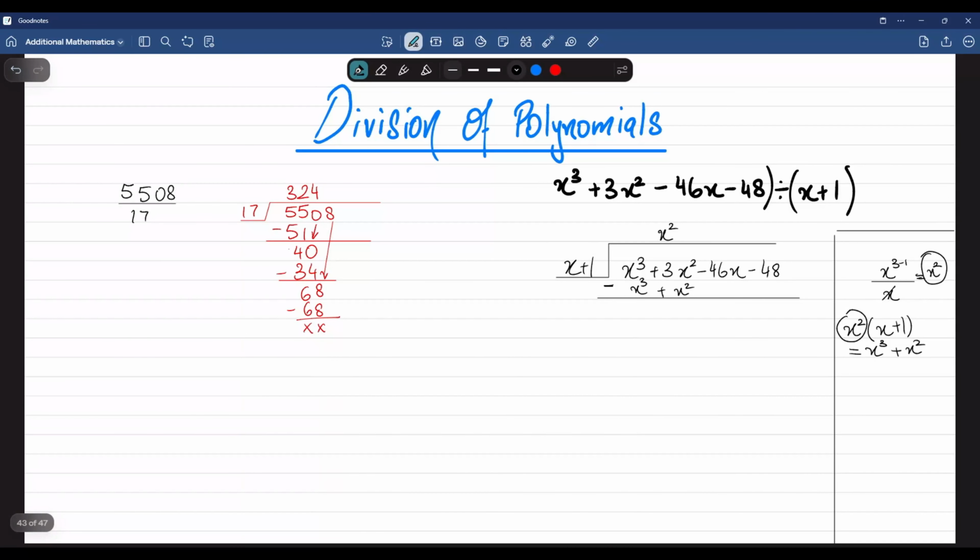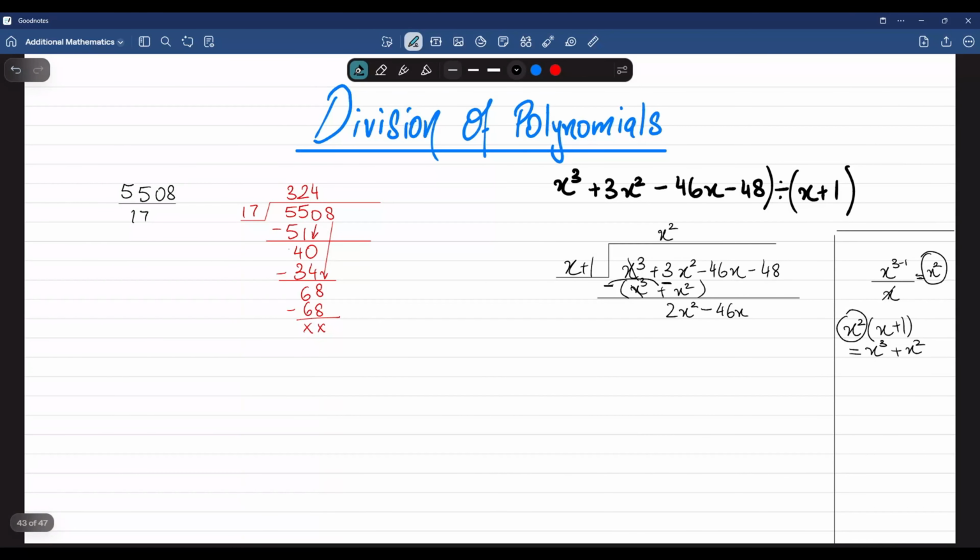Now x cubed and x cubed cancel out. Again, we are subtracting the whole expression, so this negative multiplied by x cubed becomes negative, and this negative multiplied by positive x squared gives us negative x squared. So positive 3x squared minus x squared gives us 2x squared. Now 2x squared is too short, so we copy down negative 46x also.